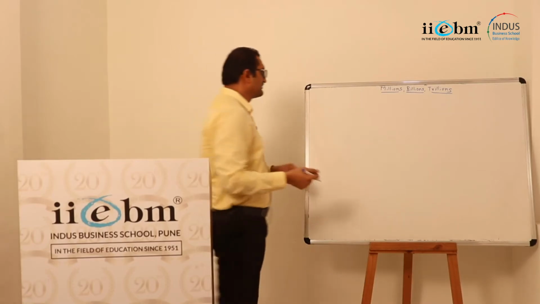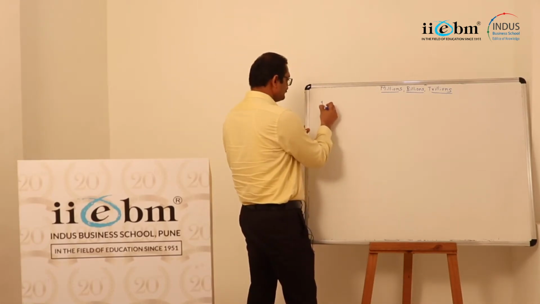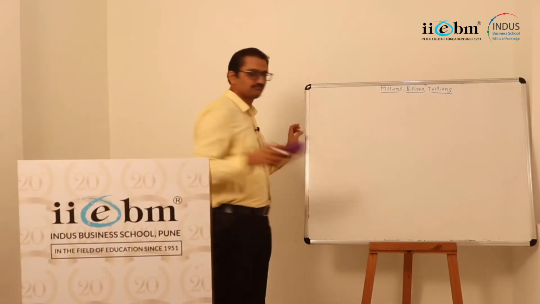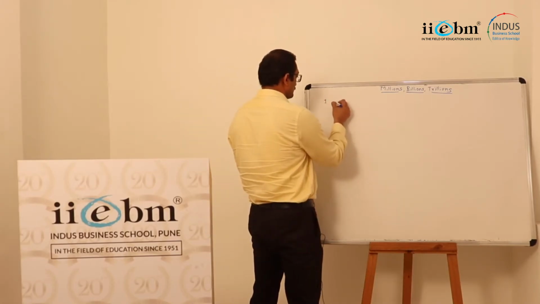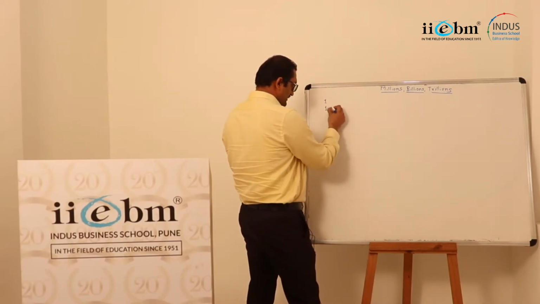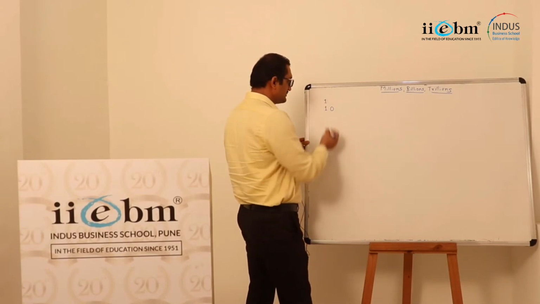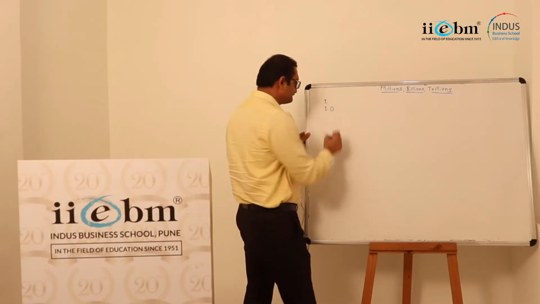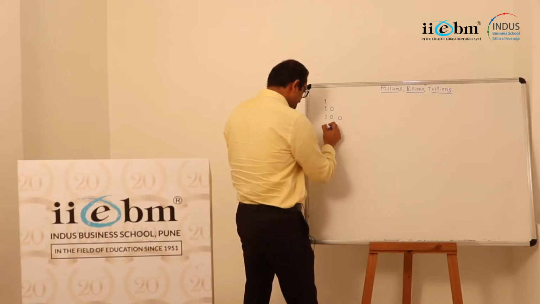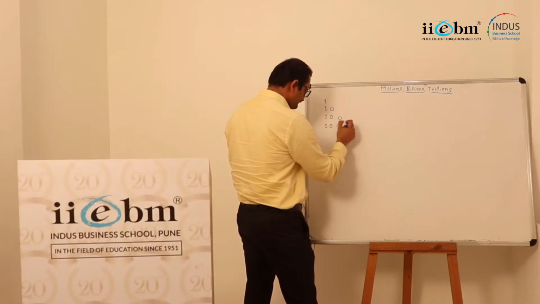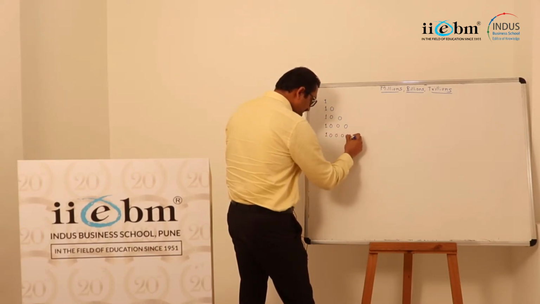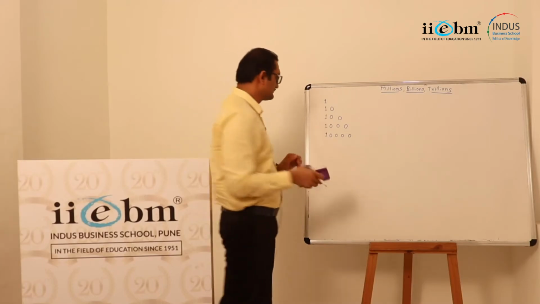So, let us start with a single number which we call 1. So, this is my 1. I will go on adding 0 to this number. So, this will become my 10. This will be 100. This will be 1000. This will be obviously 10,000.